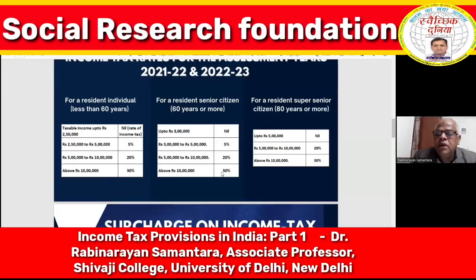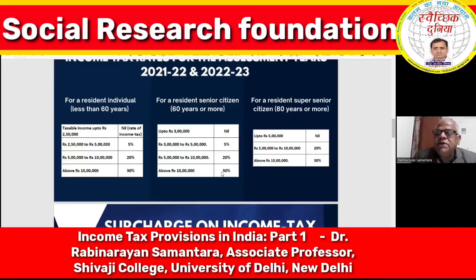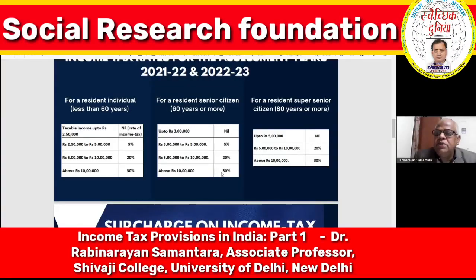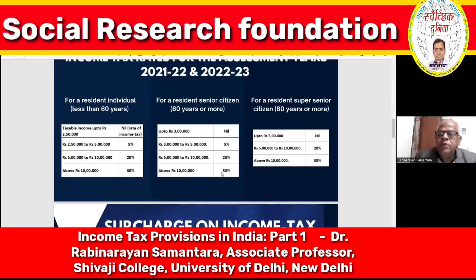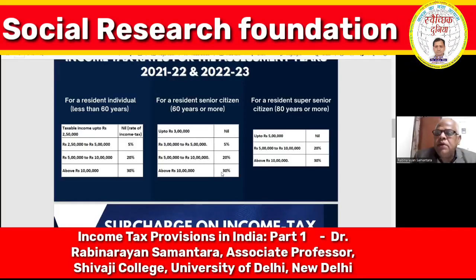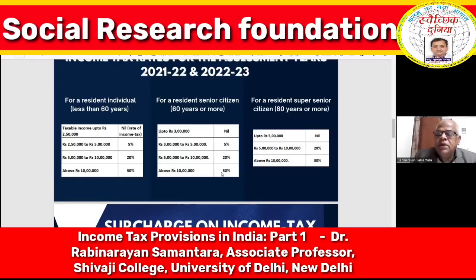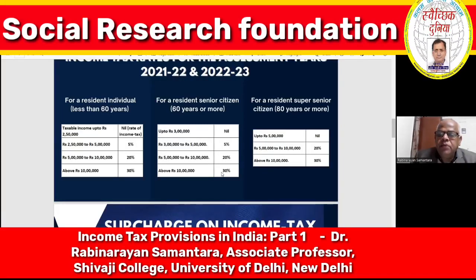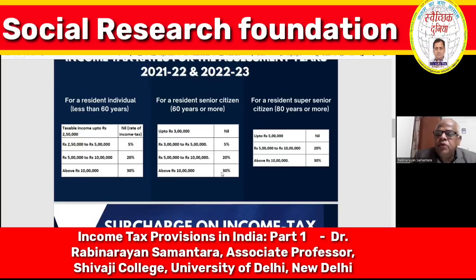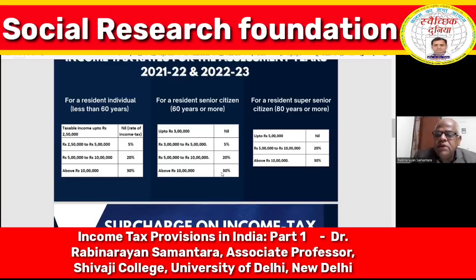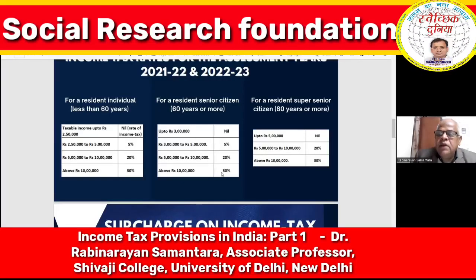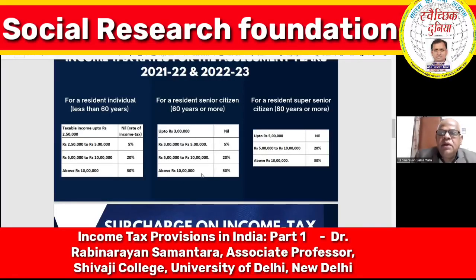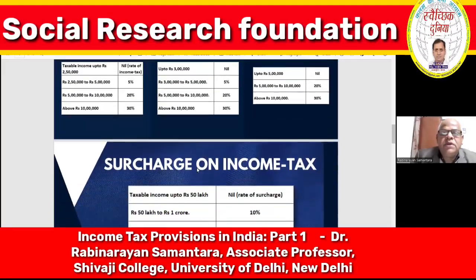Now, for the third category of resident super senior citizens who have already attained the age of 80 years or more, up to rupees 5 lakh of income, it will be treated as fully exempted from tax. Or in other words, the amount of tax will be taken as nil. Then for taxable income of rupees 5 lakh and more, but up to rupees 10 lakh, the relevant rate of tax will be taken as 20%. And then for income exceeding rupees 10 lakh, the relevant rate will be taken as 30%.